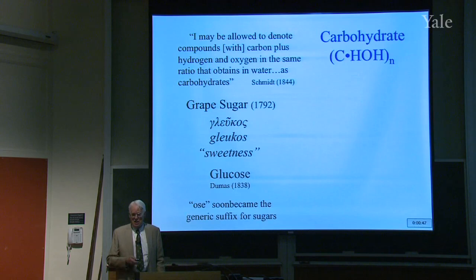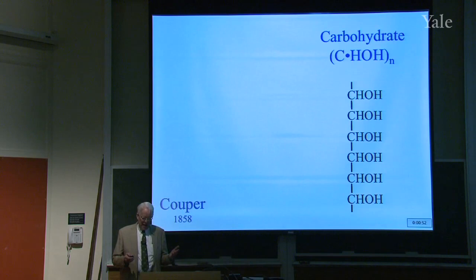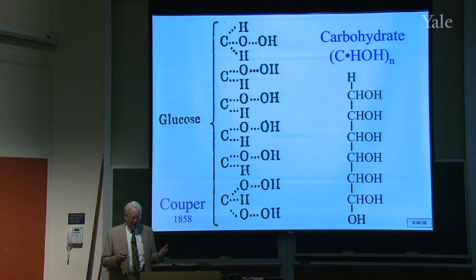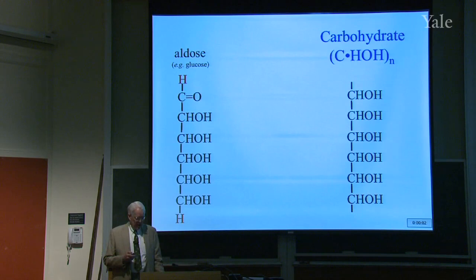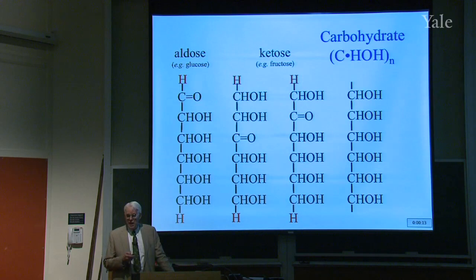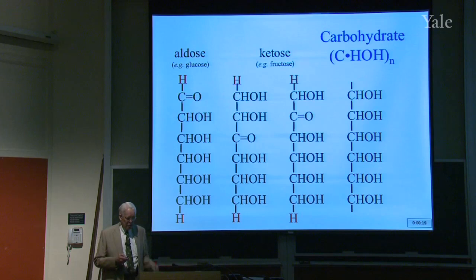Okay, and we remember that Couper, as soon as structure became something that you could talk about because of the tetravalence of carbon, proposed that there was another water added to give the hydrate of glucose, which is just fine. That would still be a carbohydrate. And he was right. So you can have aldoses, like glucose, where you take two hydrogens from the top carbon and put them on either end, so you have an aldehyde. Or you can do the next carbon or the next carbon and get ketones. So you can have ketoses. For example, fructose is a ketose and glucose is an aldose.